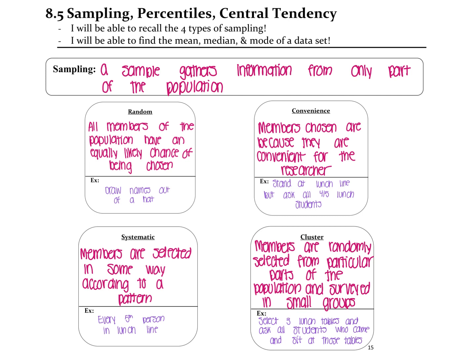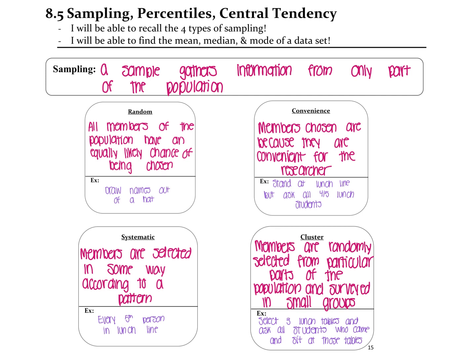So the first thing that we look at is a random sample, which is where all of the members of the population have an equally likely chance of being chosen. So for example, if I draw names out of a hat, that would be a random sample because each member of the population has the same chance to be selected.